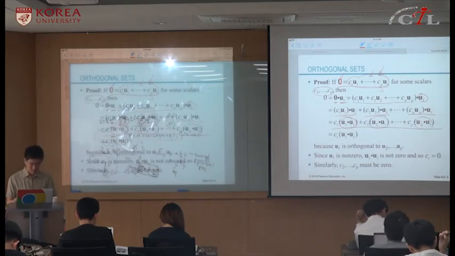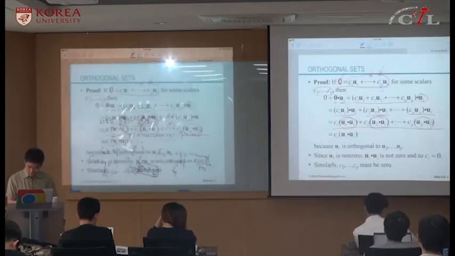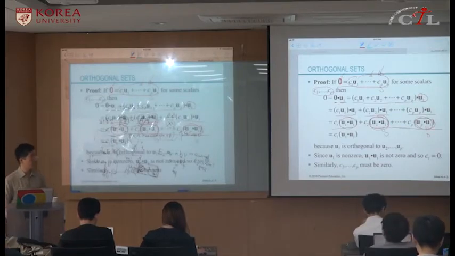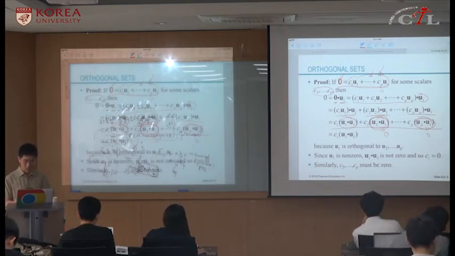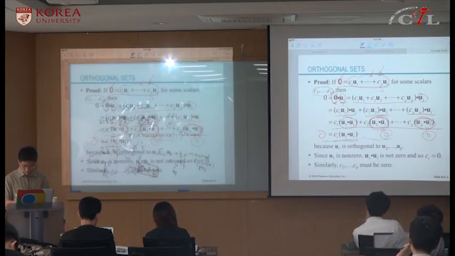By the definition of an orthogonal set, these parts will all be 0, because between any two different vectors that we choose from the vector set, their inner product should be 0, and thus we obtain this, right? The inner product with the 0 vector will always be 0, and thus we obtain c1 times the inner product of u1 with itself being 0.